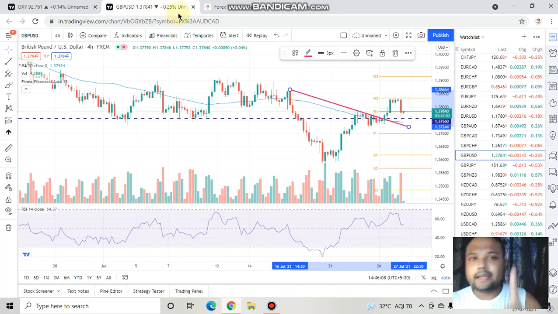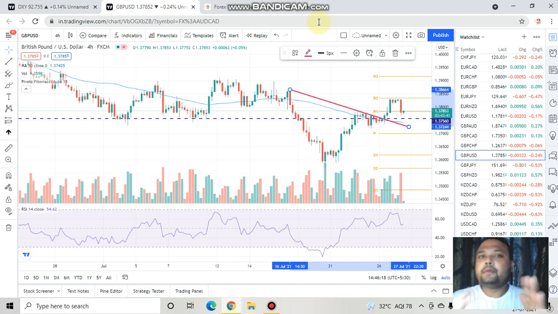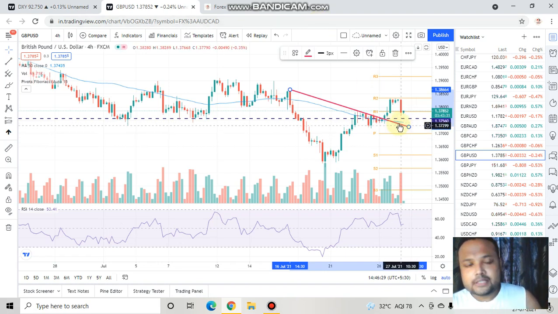So wait for one candle. If it bounces from here, go for a buy. If you want to buy right now, you can go for a buy. But please follow proper risk management. Do not risk more than 2 to 3% of your trading capital, because we do not decide the direction of the market. I can be wrong, you can be wrong. So wait for one candle, or if the market crosses this trend line, then you can short the market, but again wait for one candle at least.